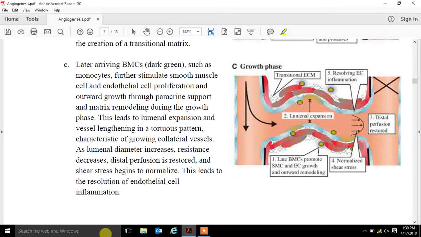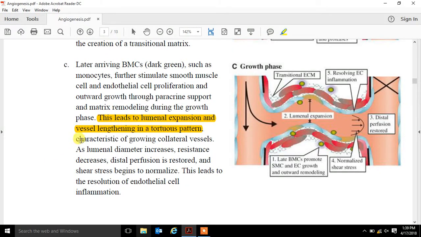So we're getting luminal expansion, vessel lengthening, and we get a tortuous pattern. You'll notice in the image here it's not the nice straight line that it initially was. It's very tortuous. If you look at images, whether it's an ultrasound or nuclear imaging, you can look at collaterals and see that they are very, very tortuous. They're not nice and smooth and straight like a brachial artery would be or any downstream arterioles. And these are characteristic of growing collateral vessels.